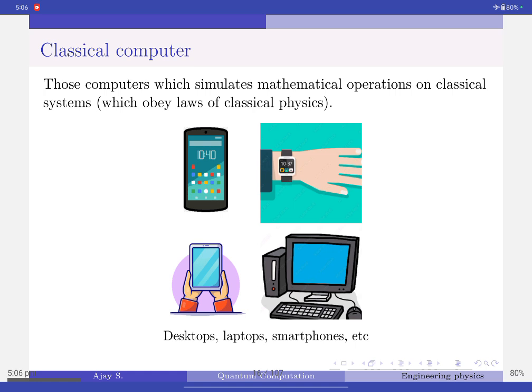Now, classical computers are those computers which simulate mathematical operations on classical systems, which obey the laws of classical physics. The examples are all around us: the desktops, laptops, smartphones, tablets, our smartwatches. All these are classical computers because the mathematical operations are simulated by classical systems.